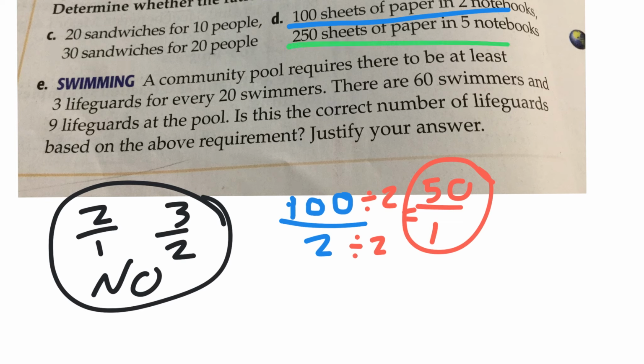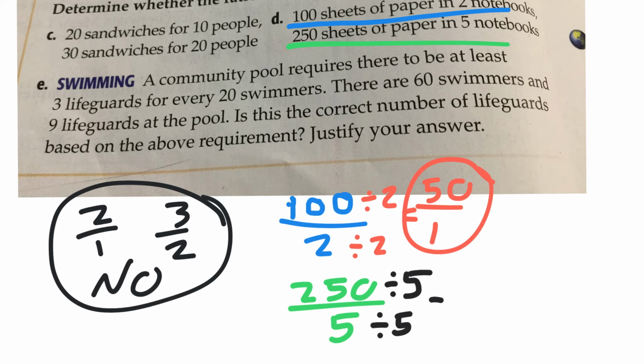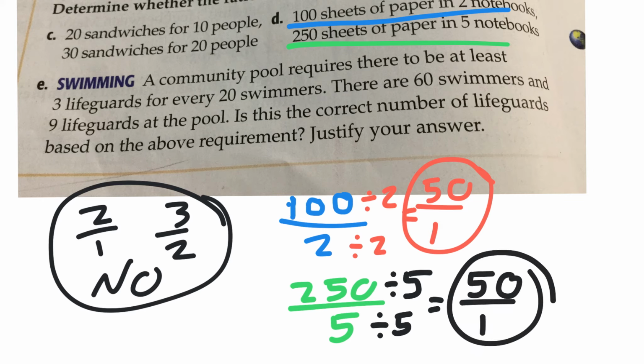The second one, we set it up. It should be 250 over 5. Those are both divisible by 5. 250 divided by 5 is 50. 5 divided by 5 is 1. So are those equivalent? Yes, they both reduce to 50 over 1.